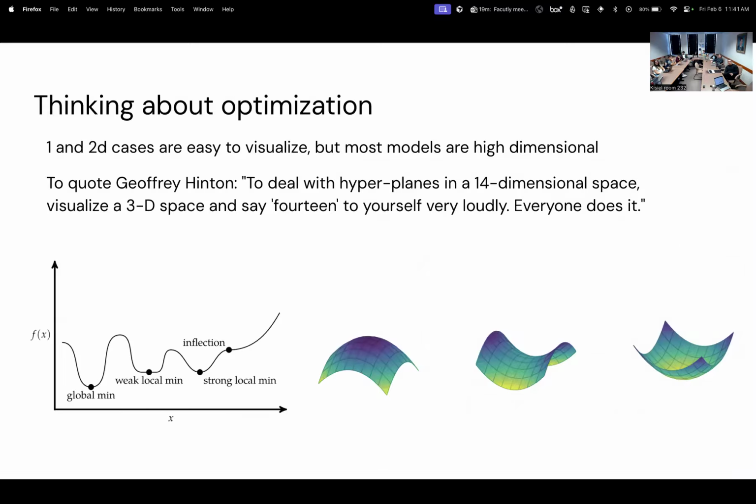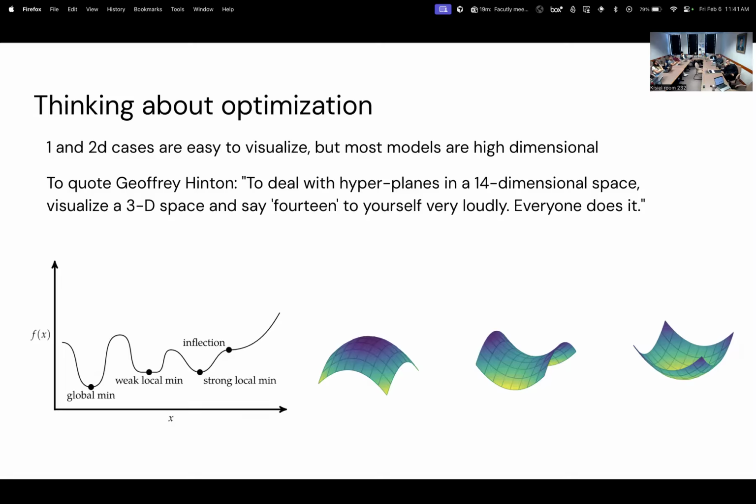Okay, so at this point, I would like to think about optimization. And I want to add two things, and then we can have a little bit of discussion, and I'll let you out. 1 and 2D cases are very easy to visualize and think about, and they're useful for developing taxonomies. So again, you probably all know about things like global versus local minima, inflection points and stuff. They're really useful for developing those taxonomies, and same with 2 dimensions, where we can have a local maxima, a saddle point, or a bowl.